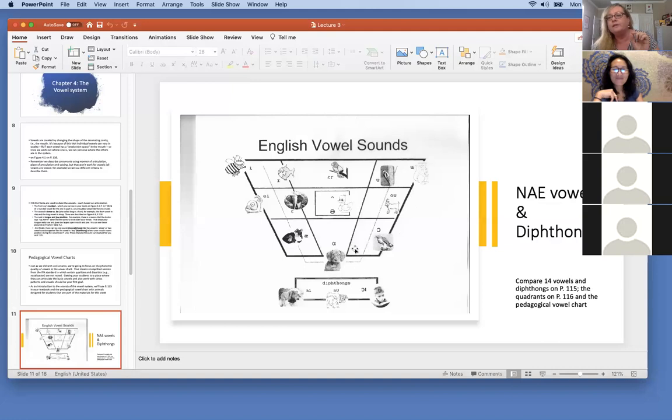So yeah. If you want to listen to what these really should sound like in North American English, you have a CD that goes with the book.